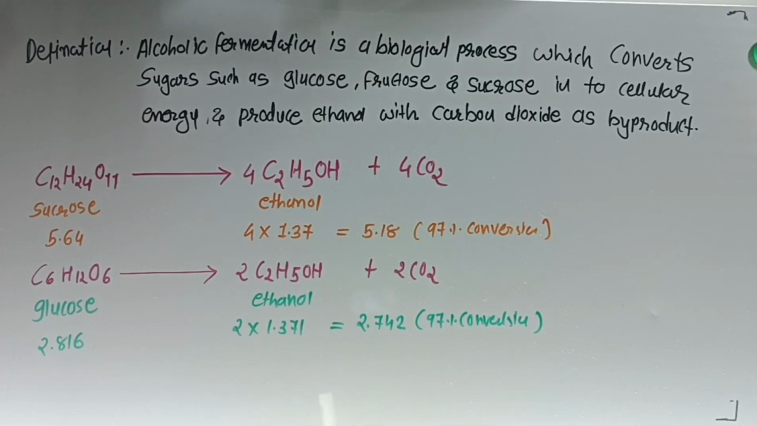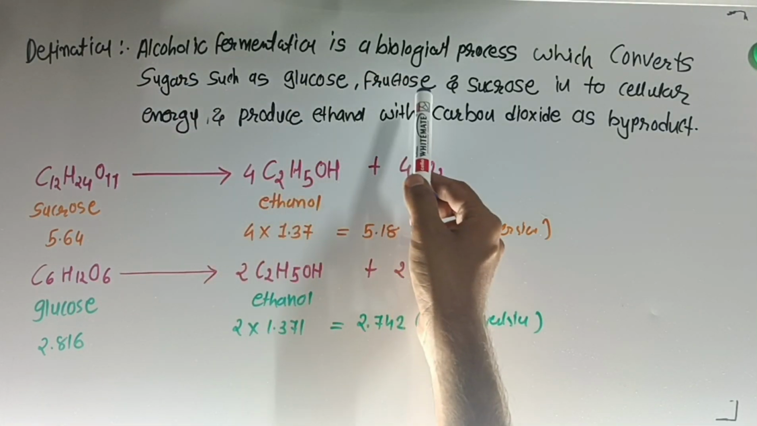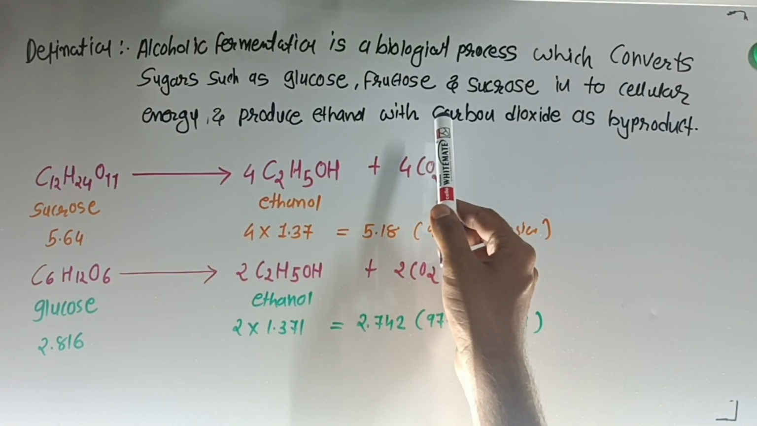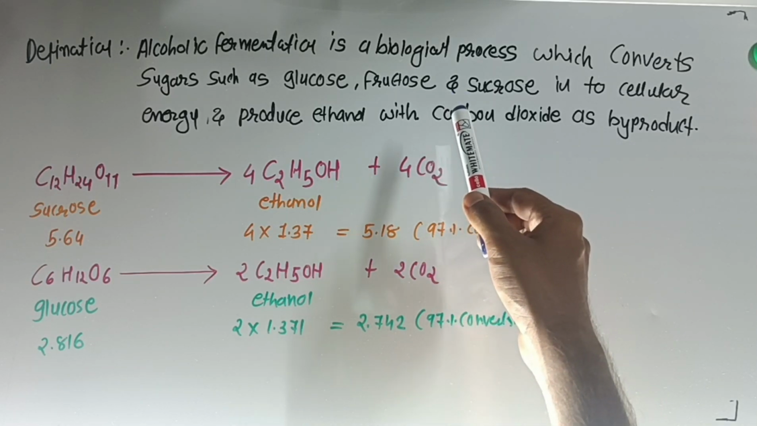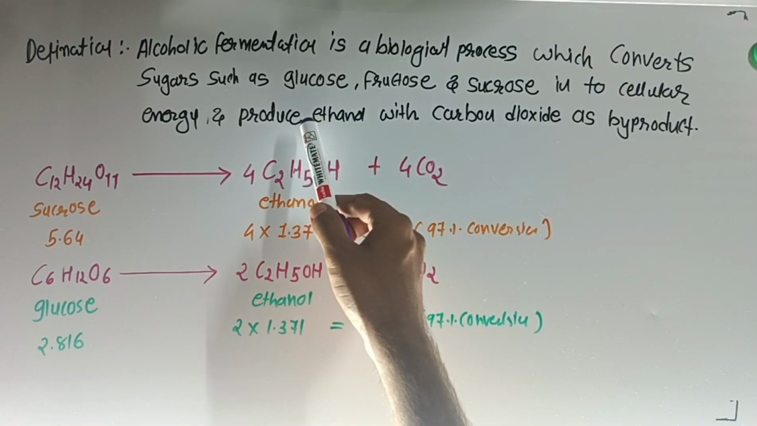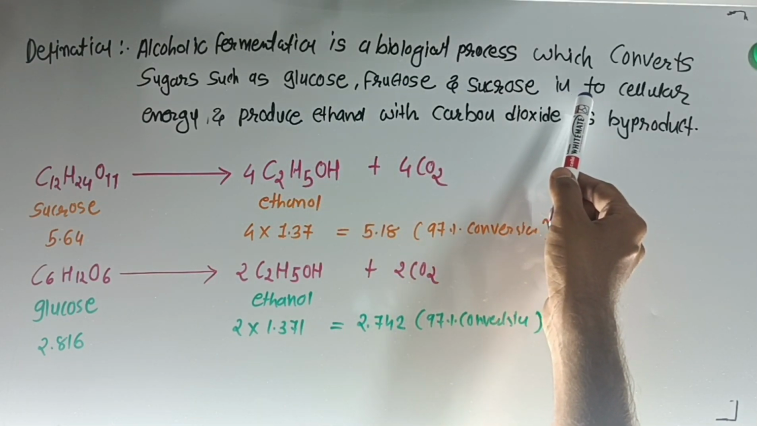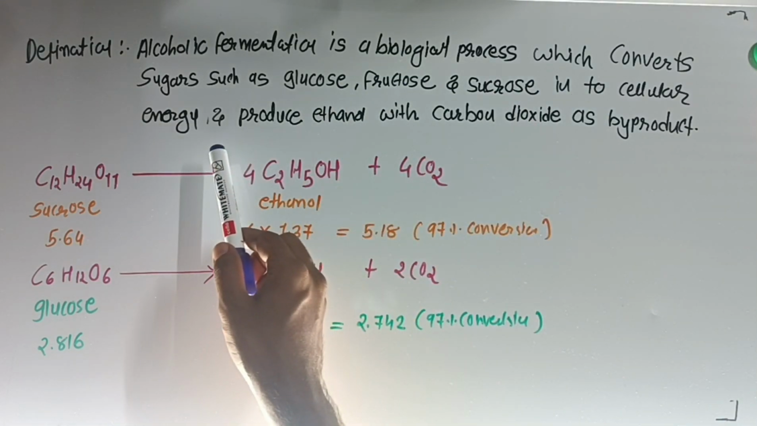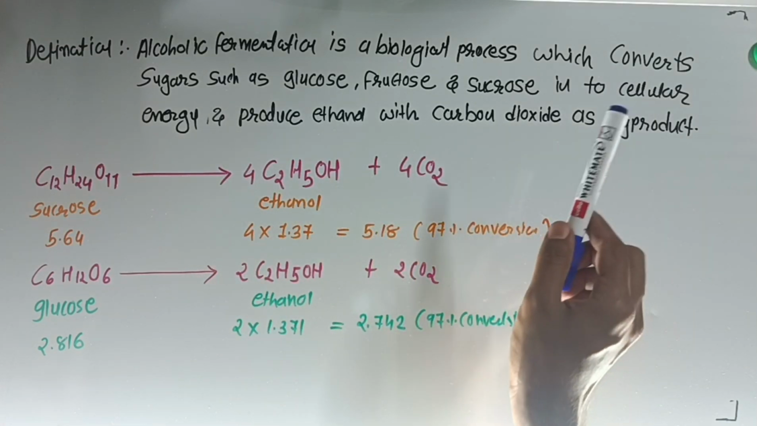Let us start first with the definition and principle. Alcoholic fermentation is a biological process, defined as ethanolic fermentation, where any kind of sugar like glucose, fructose and sucrose is converted into cellular energy, and produces ethanol with carbon dioxide as a byproduct.